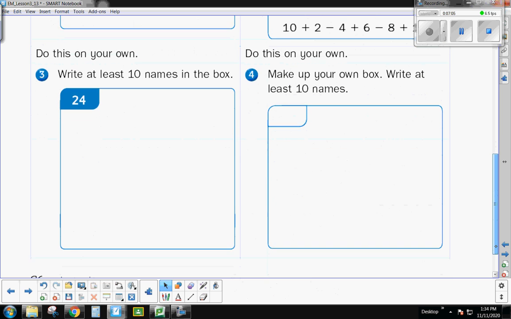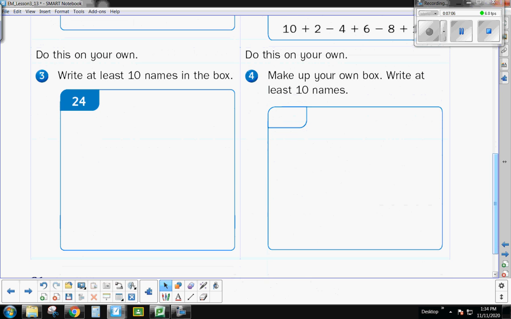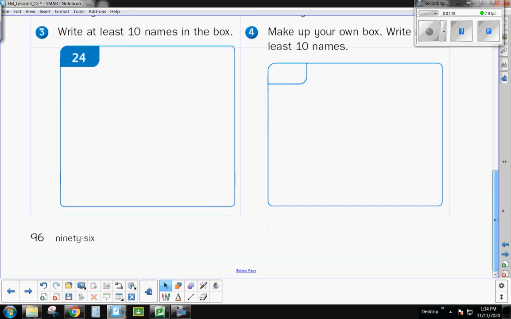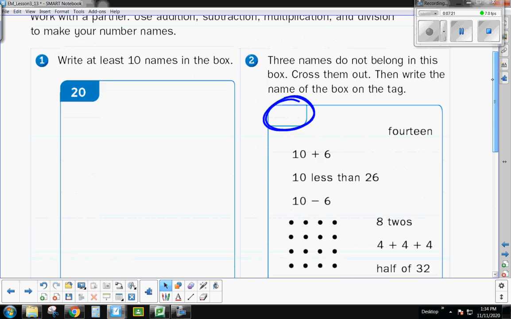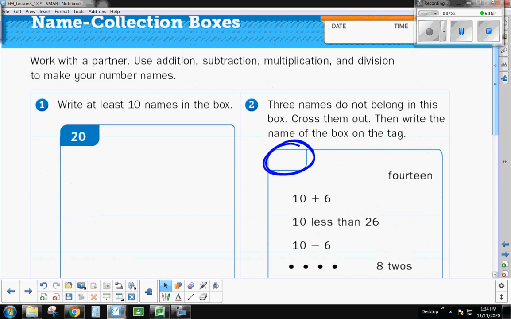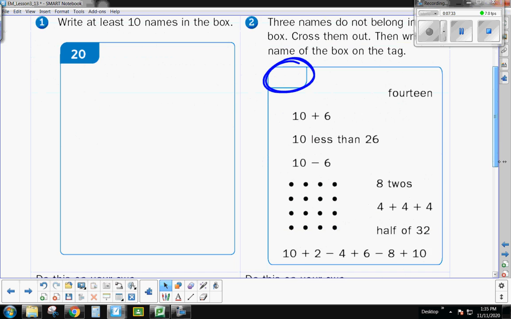And then in number 3, you're going to write at least 10 names for the number 24. And in number 4, it says make your own box. So you're going to write at least 10 names. You get to choose the number. Now, boys and girls, I'm not going to go over this because there are so many different ways that you can do it that might be different from my ways. So you just need to make sure that you double check your work and make sure that each of these do indeed equal the number that they're supposed to equal.